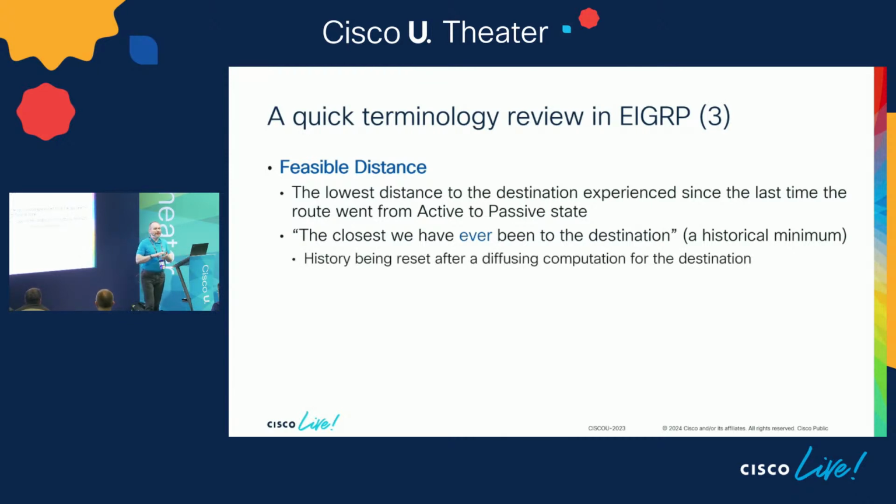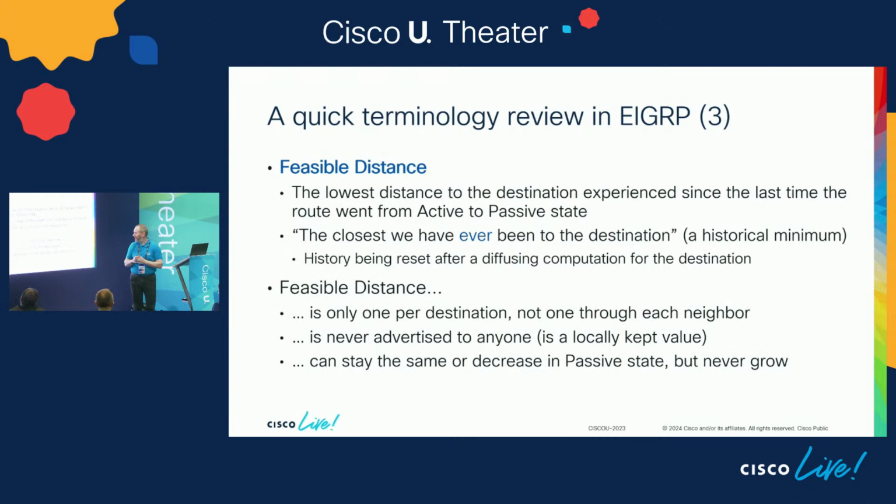Ever as historical minimum. My historical minimum starts and ends with that active computation when I need to start coordinating with you. Because if I coordinate with you, I know that I get up-to-date information. When I don't need to coordinate with you, I'm trying to make my choices based on cached information. And that's where the feasible distance comes in. It's the distance that I've experienced in the past, the smallest one, not necessarily the current one that I have. It has some funny properties if taken this way. Feasible distance, first of all, is just one per destination. It's not computed and stored per neighbor.